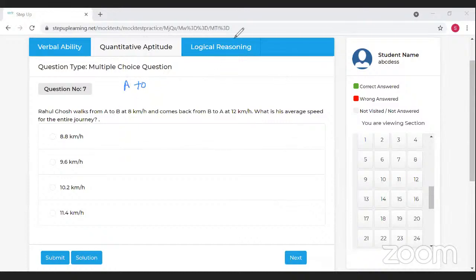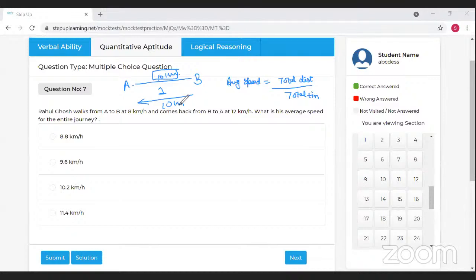A to B, let's say A to B is 10 kilometer, right? So when you travel this 10 kilometer in 1 hour, average speed is equal to what? Total distance upon total time. Now, let's say when you had gone from A to B, you traveled 10 kilometer. When you're coming from B to A, you have traveled 10 kilometer. Now think and tell me the answer.